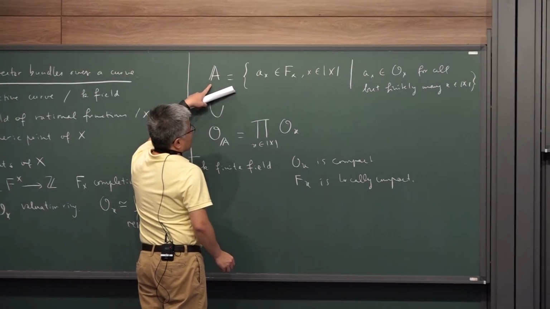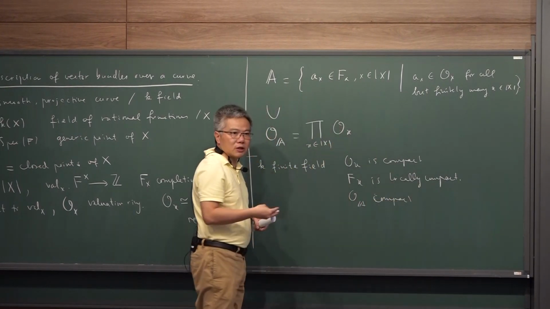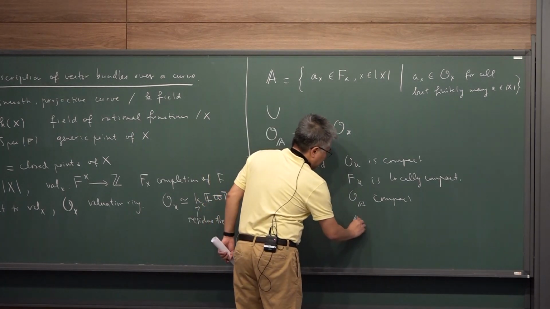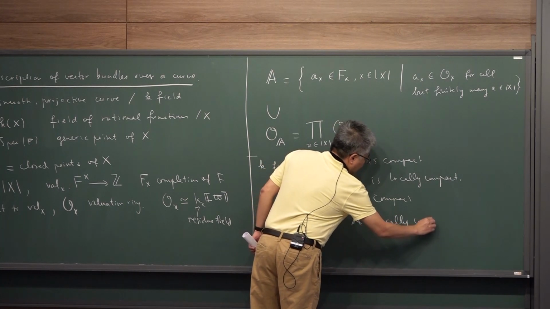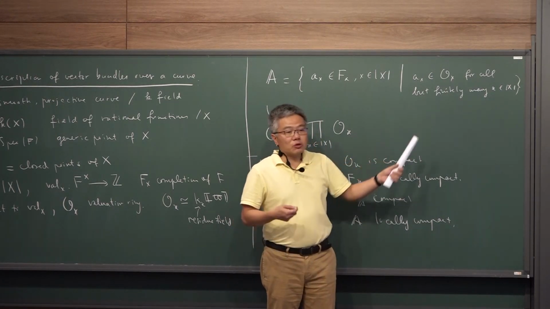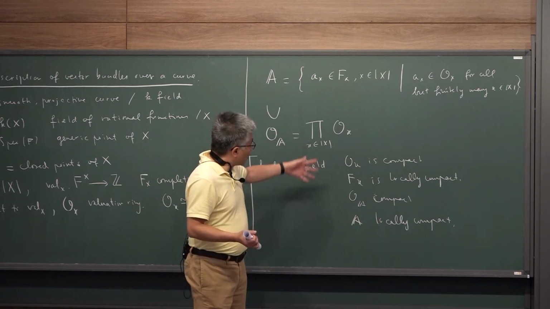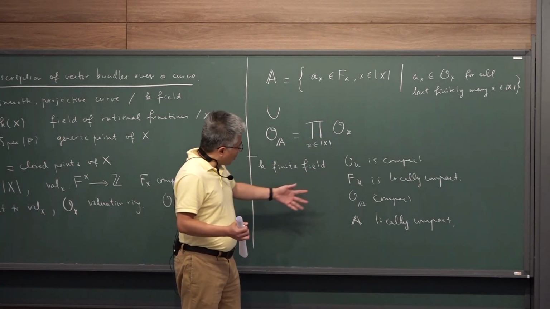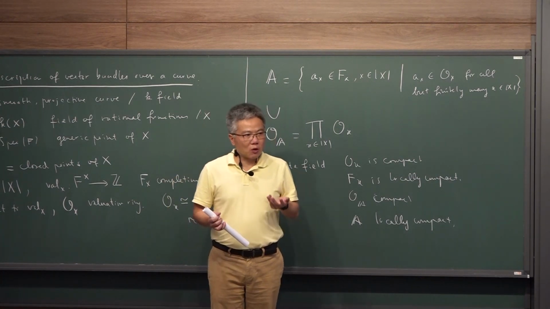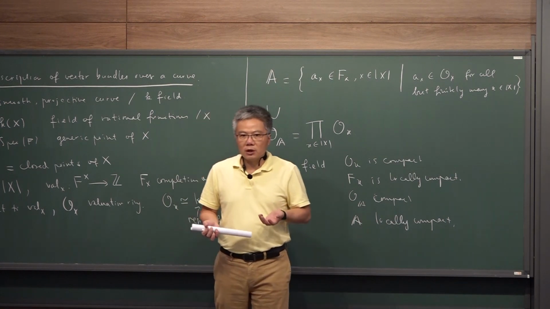And O_A is compact, because the infinite product of compact rings, like Tychonoff's theorem, is compact. But A is going to be locally compact. That's why we need to impose this condition, we need to impose that a_x is in O_x for almost all x, so that A is the union of compact sets. So all this looks very big, right? It's a product over all points. But because of this compactness, local compactness property, it's still small in some analytic sense. That means when it's compact or locally compact, it's very much like the real numbers. The real numbers are an example of a locally compact space.